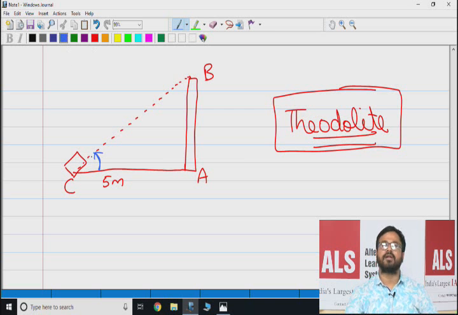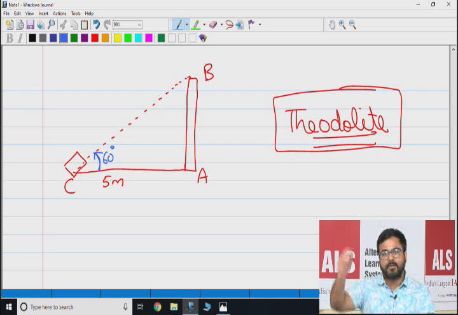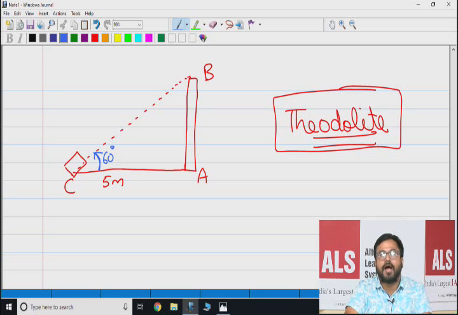So that device will give you information about this angle. What angle is this one? 30 degree, 31 degree, 32 degree, any degree. Let's say right now it is 60 degree. This is the information which you can get from the theodolite, which is the device used to measure angles with respect to the horizontal. Now, this again forms a right angle triangle. You can see the angle is 60 degree, the base is given, and if the base is given, you can find the perpendicular, and the perpendicular is nothing but the height of the building.